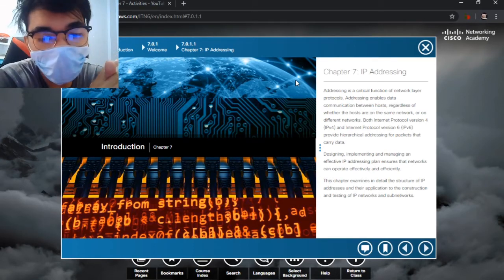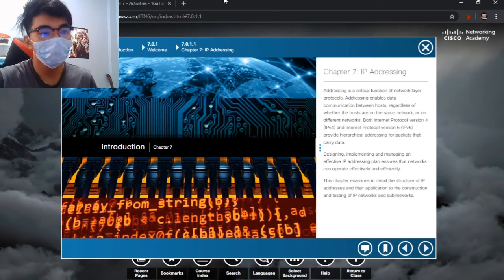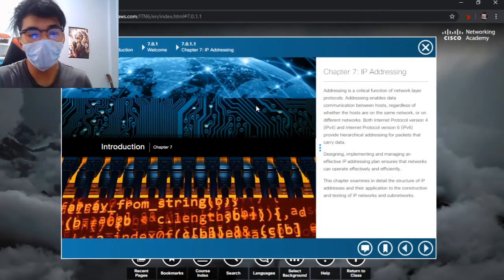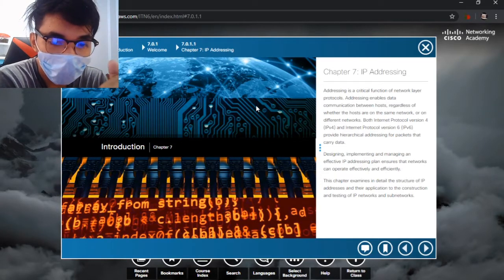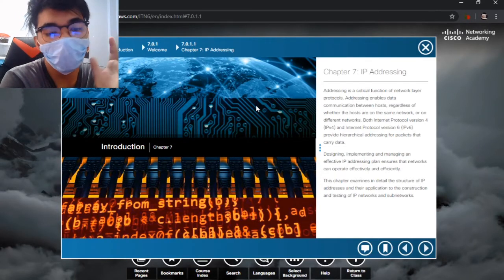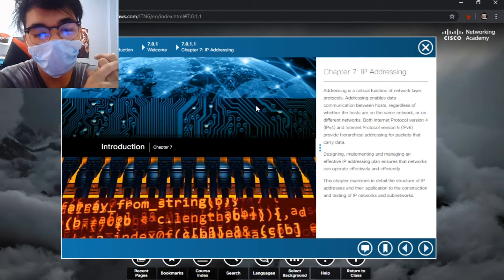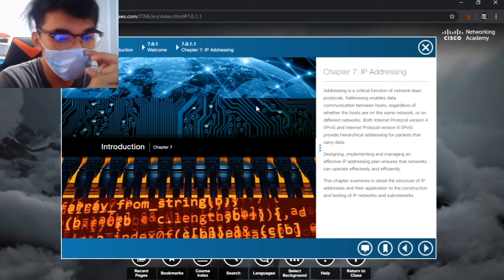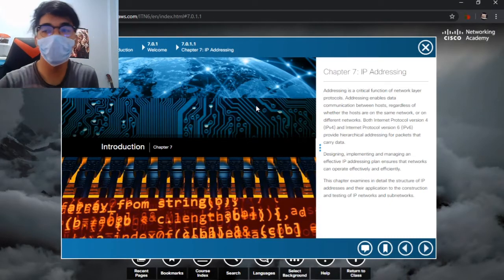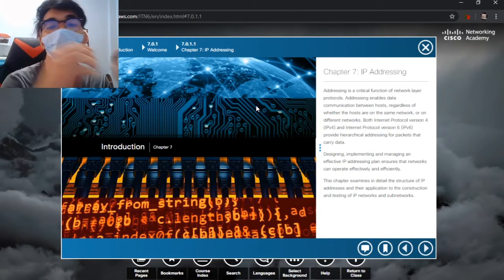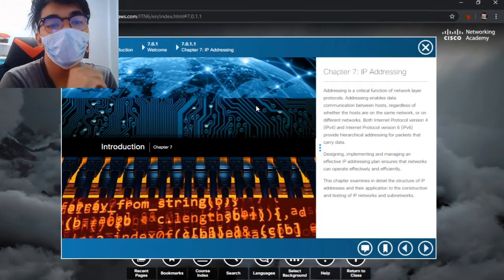The chapter examines the details in the structure of IP addresses and their application to the construction and testing of IP networks and subnetworks. Somewhat, this is just about IP addressing, on how we're gonna get the IP address, the network address, and other stuff. So let's proceed.